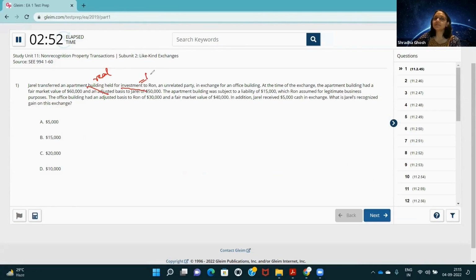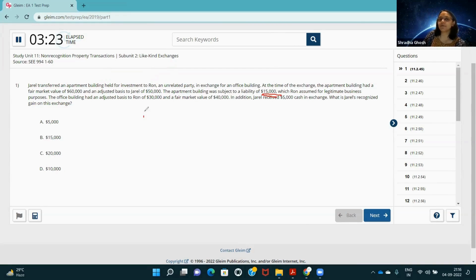It for investment, that means it is equal to business use, to an unrelated party in exchange of an office building. So we say, okay, there is an apartment building versus office building, like kind exchange. We are not going to talk about the use. At the time of exchange, the apartment building had a fair market value of 60 and has an adjusted basis of 50. The apartment building was subject to a liability of 50. That means this was mortgage, which Rohan assumed for legitimate business purposes.